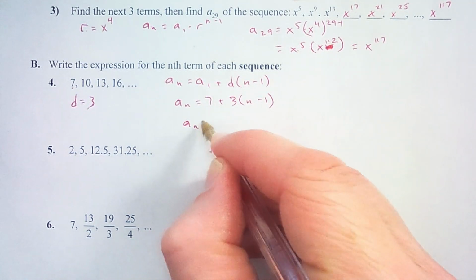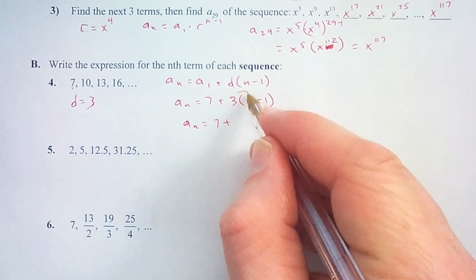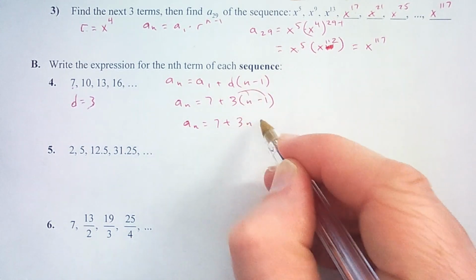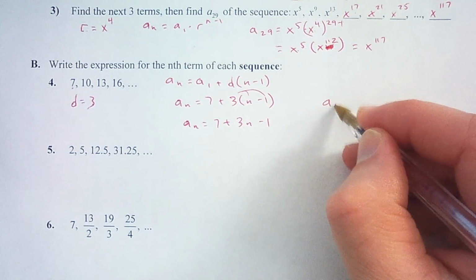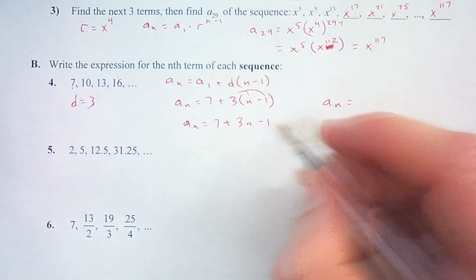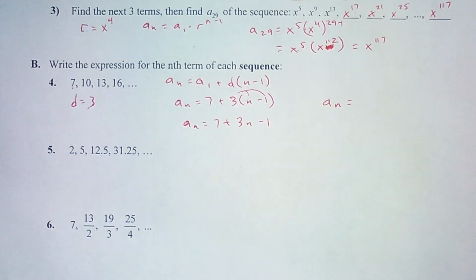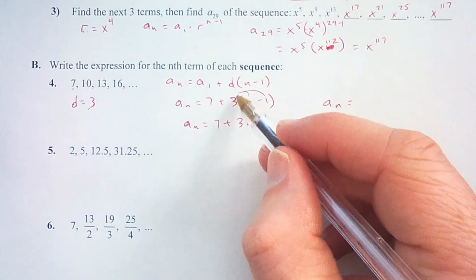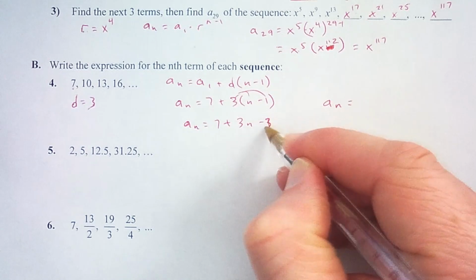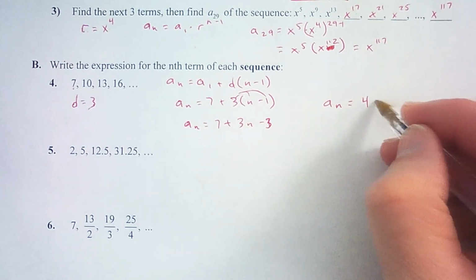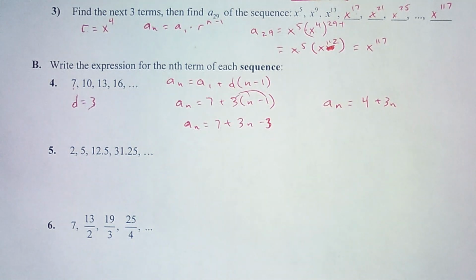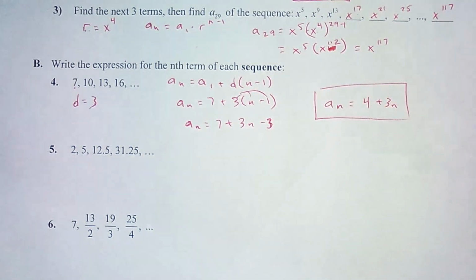So a sub n equals 7 plus, and then we'll distribute 3 times n minus 1. So a sub n equals 7 minus 1. And you see I have a mistake here. 3 times 1 is not 1. 3 times 1 is 3. 7 minus 3 is 4 plus 3n. Okay, so this is my expression.